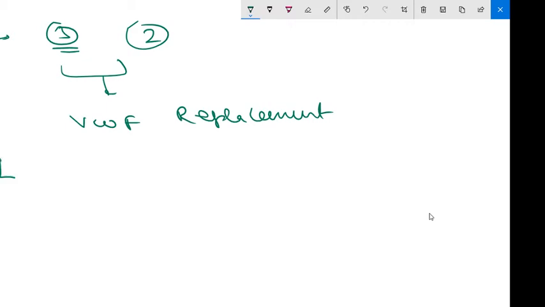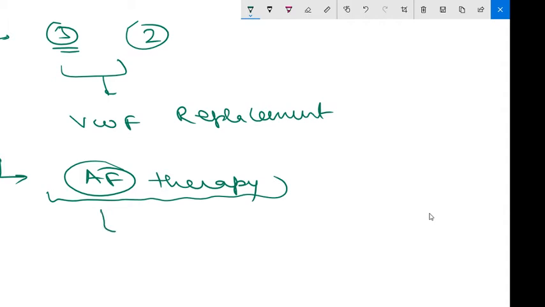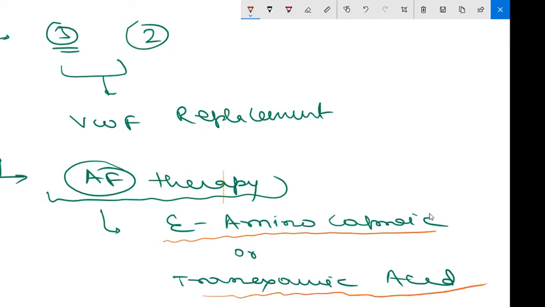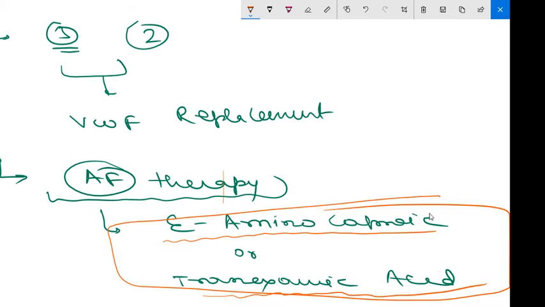Then you can also use antifibrinolytic therapy. In that you will give epsilon aminocaproic acid, or you can give tranexamic acid. Either of these two you can give to the patient, epsilon aminocaproic acid or tranexamic acid, clear. It will lead to the prevention of bleeding.